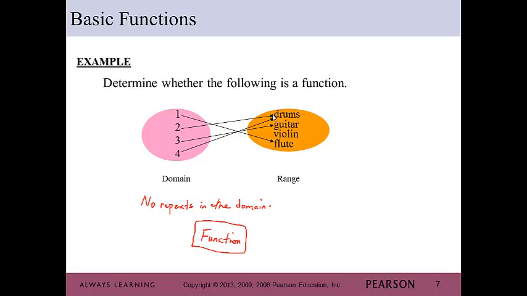Notice that we do have repeats in the range though, right? We see that 2 goes to drums as well as 4 goes to drums. Is it still a function? Yes, because you can have repeats in your range, just not in your domain.